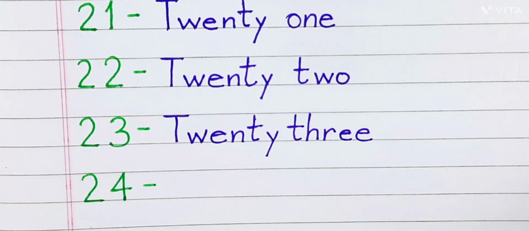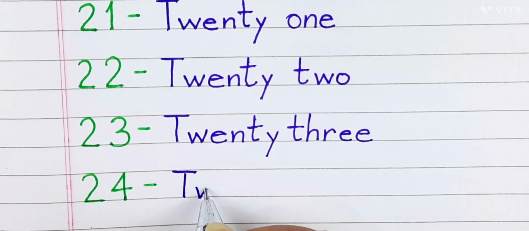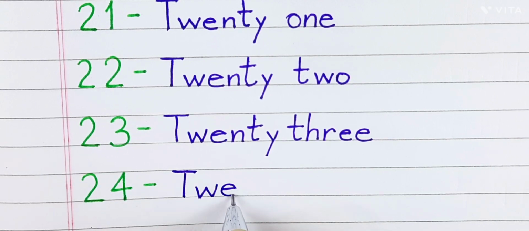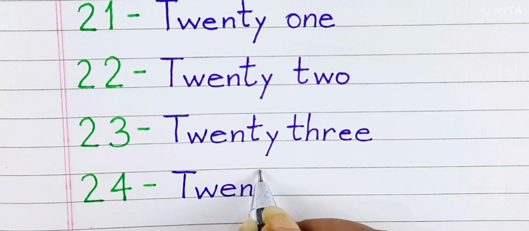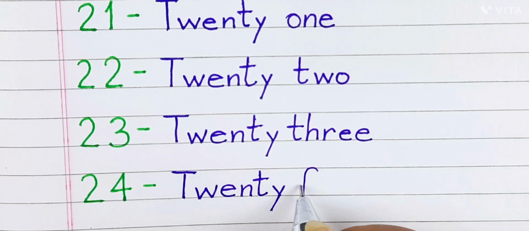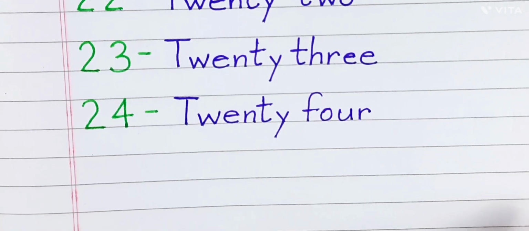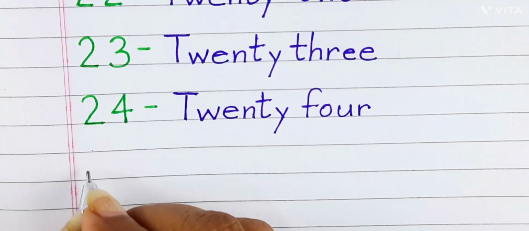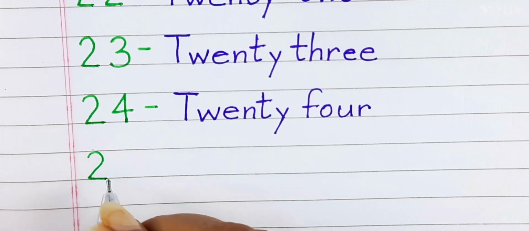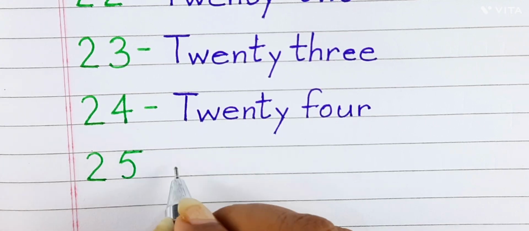2, 4, 24. T-W-E-N-T-Y, 20. F-O-U-R, 4. Twenty-four. 2, 5, 25.